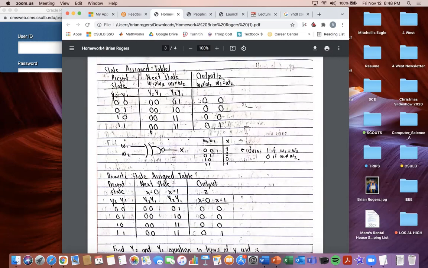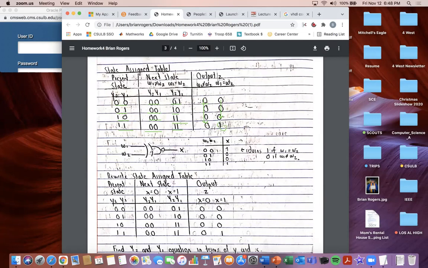State assigned table. Here for my state assigned table, I had my present states A, B, C, and D. And then this was A, go back to A if they're ever not equal. And then here, go to B, go to C, go to D, and remain in D if they're equal 4 times in a row. And then for my output here, if they weren't equal, of course, it's always going to be 0. If they were equal, the first 3 times it was 0, but the last time it was 1.